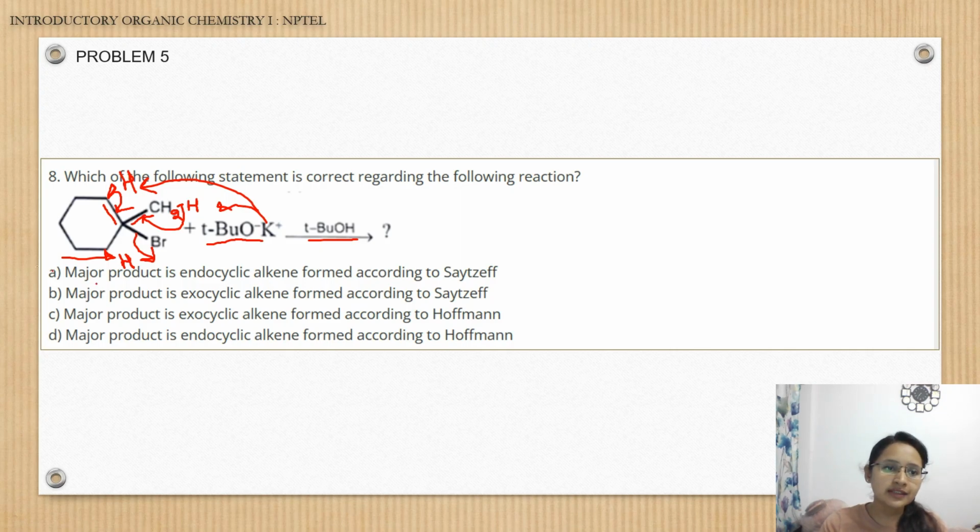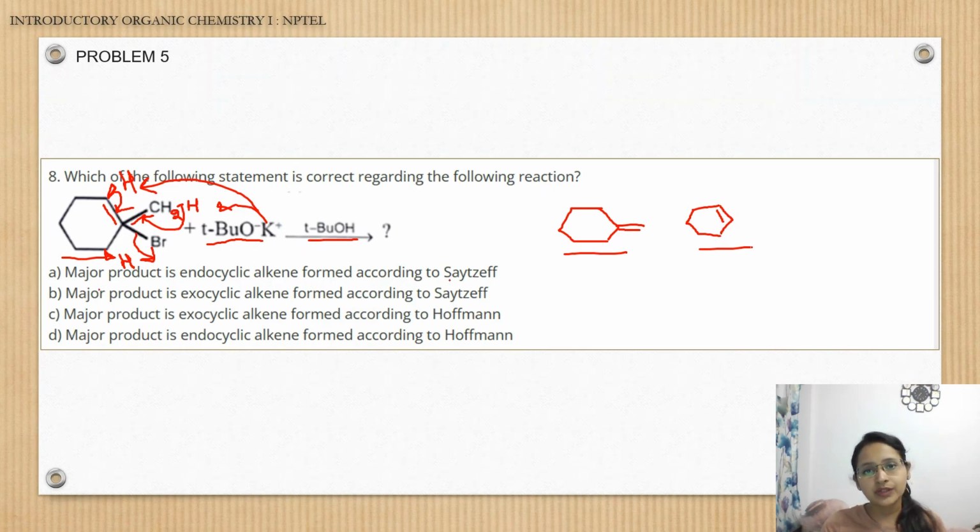So the first option is suggesting the major product is the endocyclic alkene. What is meant by that? See, I am drawing it here. There are two possibilities. Either this exocyclic double bond is getting formed, or this endocyclic double bond is getting formed. I'm not writing the substituents, I'm just writing the core. So this is the exocyclic double bond. This is the endocyclic double bond. They are saying that the major product is the endocyclic alkene formed according to the Saytzeff rule. So this endocyclic alkene, as it is more substituted, is forming according to Saytzeff rule.